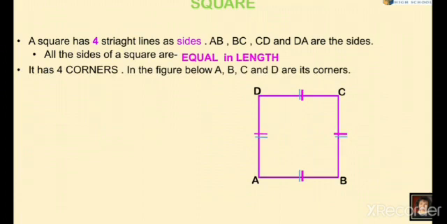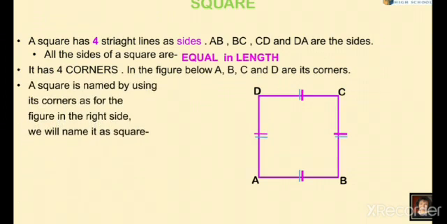It has 4 corners. In the figure, A, B, C and D are its corners. Here we have labeled the corners. A square is named by using its corners. As for the figure on the right side, we will name it square ABCD. So a square is named by the corners, how we have labeled them.